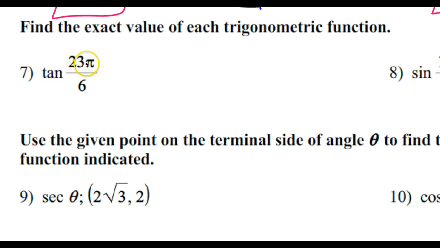So when I see tangent of 23 pi over 6, I think to myself, the reference angle is pi over 6. So this is going to equal the tangent of pi over 6, the reference angle, except give or take a negative sign. We might need a negative sign on it. So the way I figure out if I'm going to need a negative sign on it is I draw myself a picture.